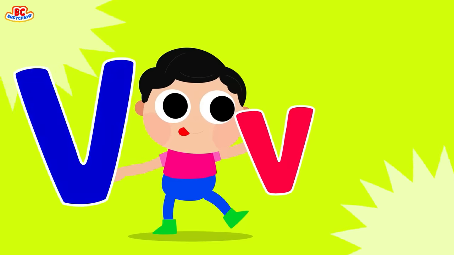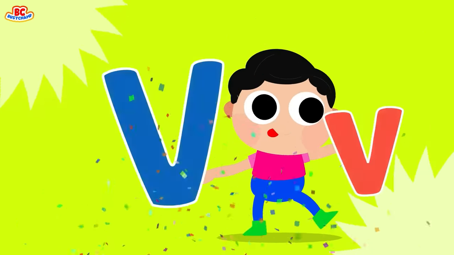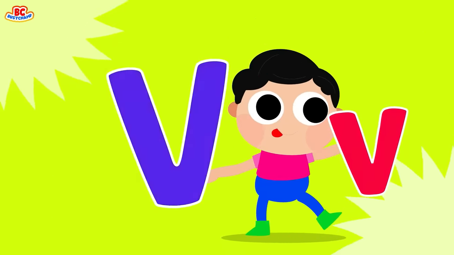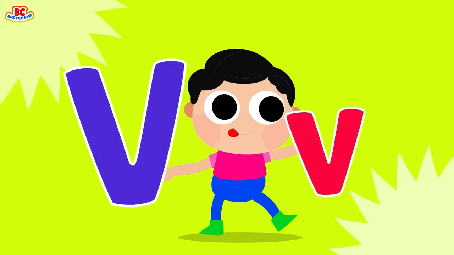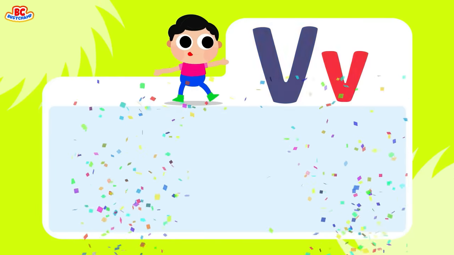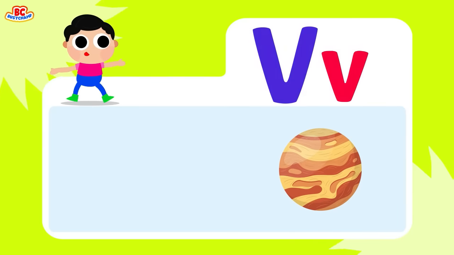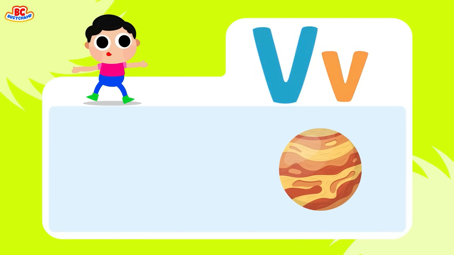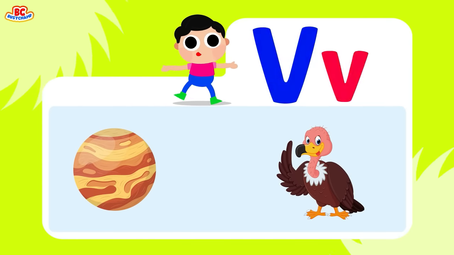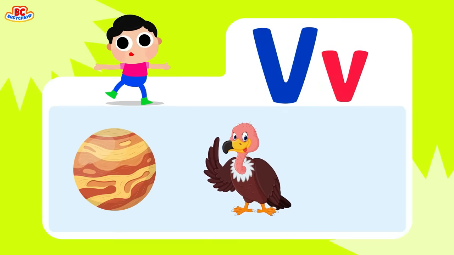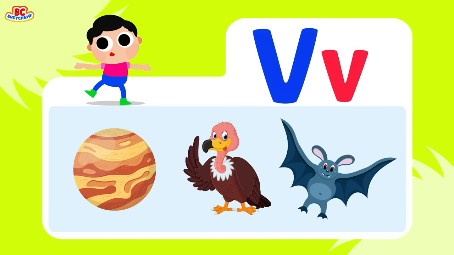Which alphabet can you see in my hand? I have the letter V in my right hand and it sounds V in my left hand. And there are so many words that begin with letter V. V called Venus. Venus. V called vulture. Vulture. V called vampire bat. Vampire bat.